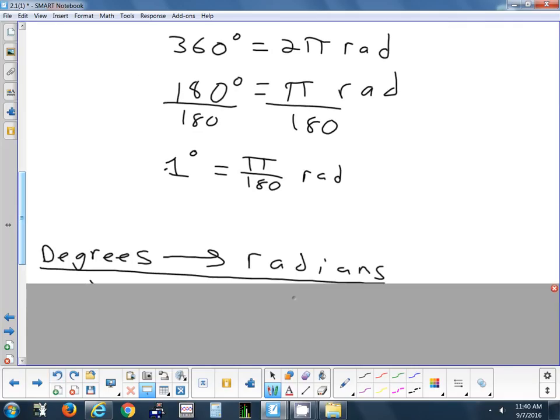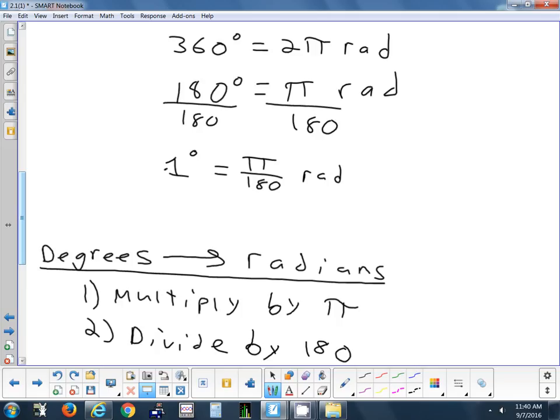All right, so most important thing we learned today is how we can change between degrees and radians. Okay, and that'll be at least 5 or 6 problems of what's on the test.